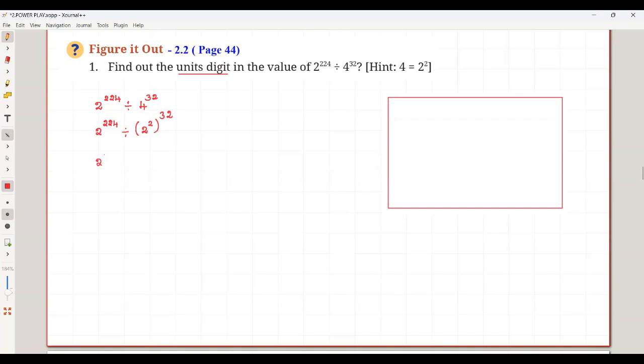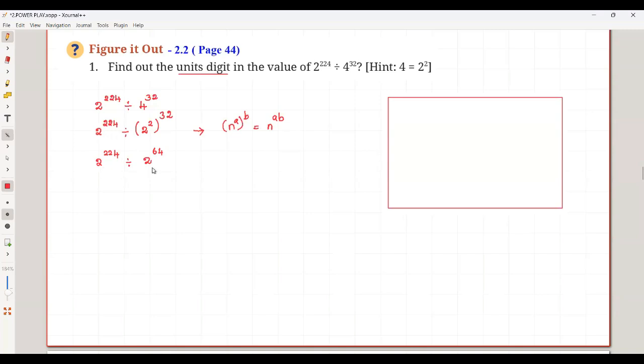Now I am applying the formula we have learned: n to the power a, the whole power b, is equal to n power ab. This is the laws of exponents we have learned. Now you just multiply, that means 2 to the power 2 into 32. 2 into 32 is 64, so 2 power 64.